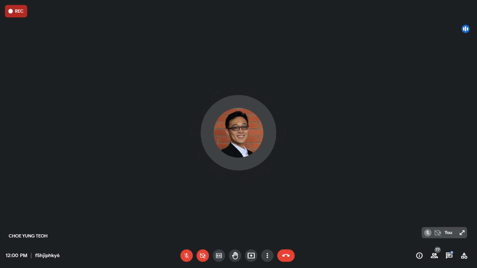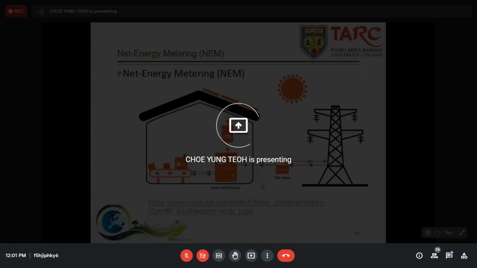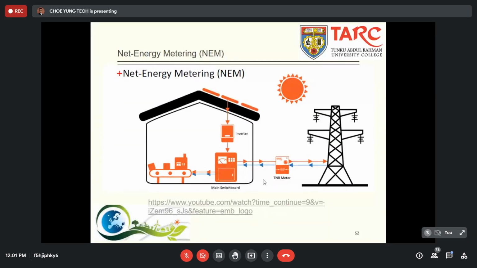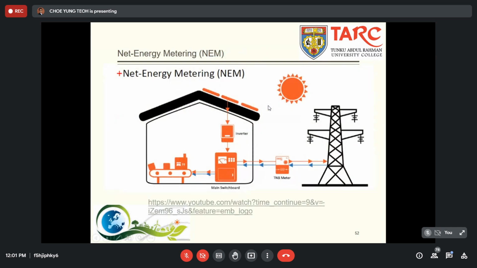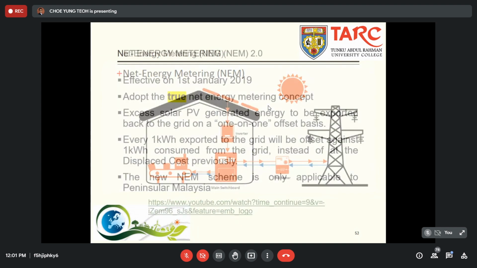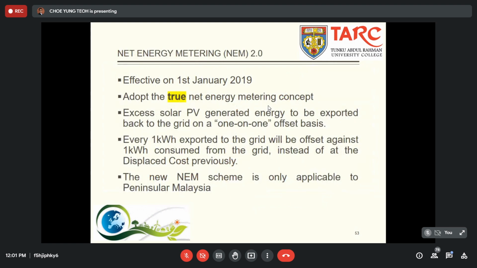This one's still applicable, so if you want to apply, you can apply for it. But now the terms and conditions are slightly different. We start from net energy metering 2.0, which is effective on 1st January 2019, which adopts the true net energy metering concept. Previously it was not true. You buy from TNB at one rate, and sell to TNB at another rate. Of course, they call it 1-to-1 offset, but in terms of energy offset, not in terms of cost or price offset. So they claimed that it was not fair to the consumer. So they reviewed it and it became the true net energy metering concept, where you buy from TNB at 30 cents, you sell to TNB still at 30 cents. If you buy at a more expensive rate, you will sell at a more expensive rate, according to the tariff shown here just now.